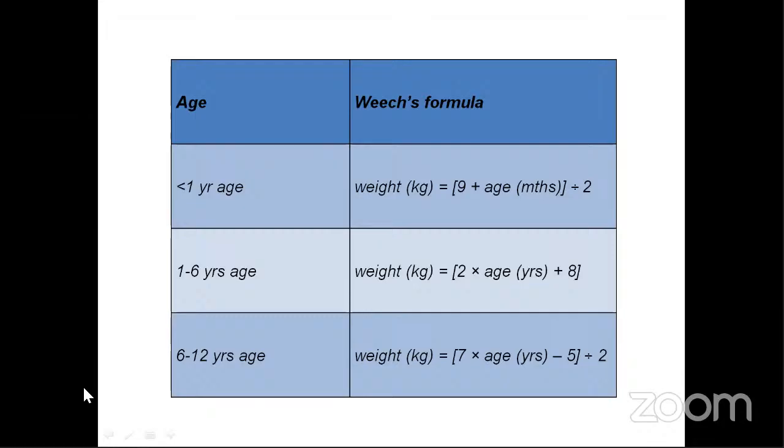For 6 to 12 years, it is 7x minus 5, whole divided by 2, where x is age in years. Previously, Gayatri ma'am mentioned the same formula. If you remember these formulas, it is easy to calculate weight for any child.